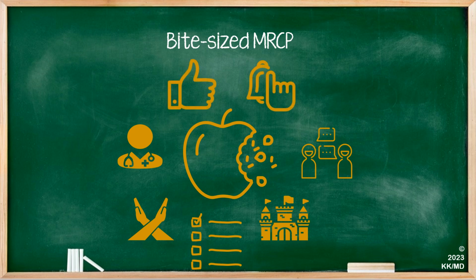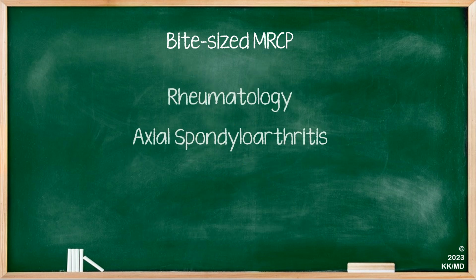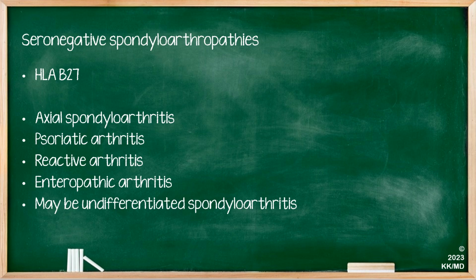Now, without further ado, let's get into today's topic. Today we're going to be covering axial spondyloarthritis, which falls under the rheumatology section of MRCP. This is part of a wider series on the seronegative spondyloarthropathies that are associated with HLA-B27, and so today is the first in this series.